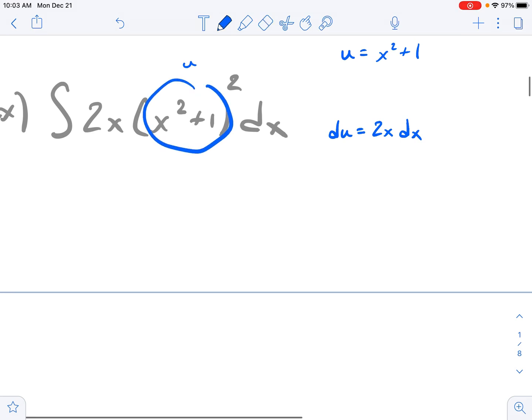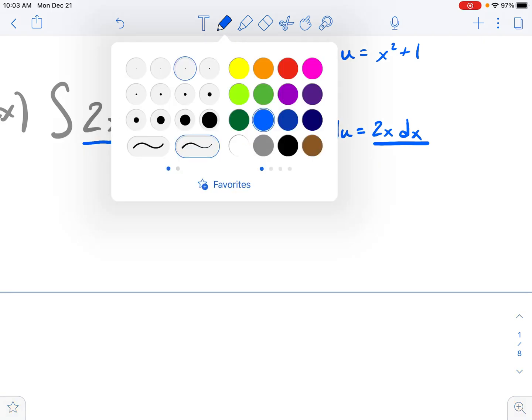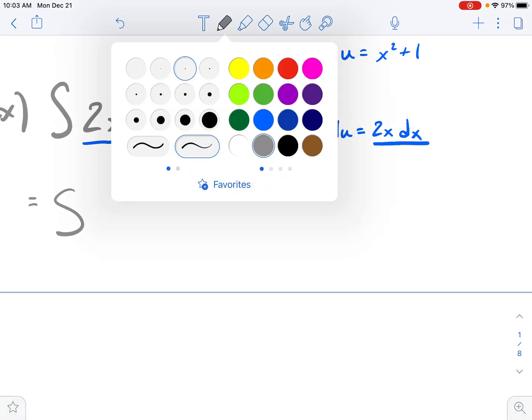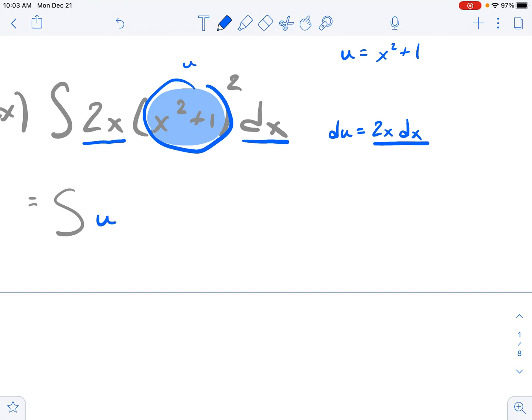Then you look at your du, and you look at what's left in terms of x in the integral. I have a 2x dx still to take care of. That is precisely what's going to get picked up with the du here. So rewriting this becomes, okay, so again, this thing that I've circled is my u. I'm going to replace that with the letter u, and it looks like I'm squaring it. So I have a u squared. My 2x dx is exactly equal to a du. So this is the new integral I get back.